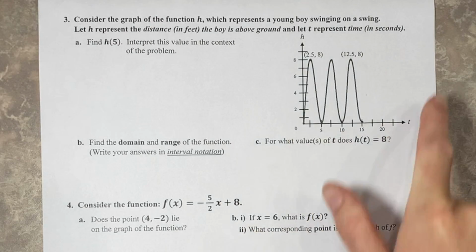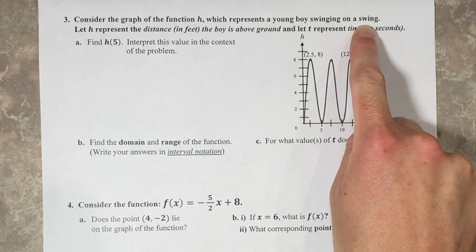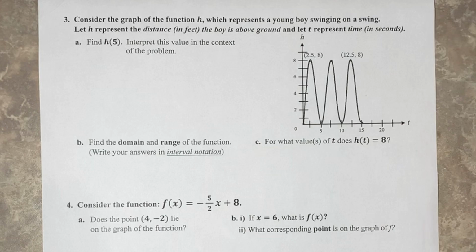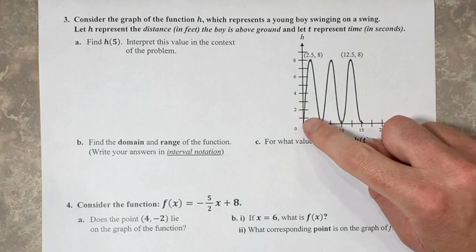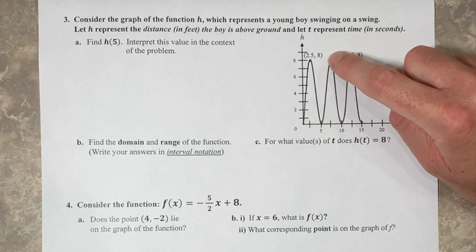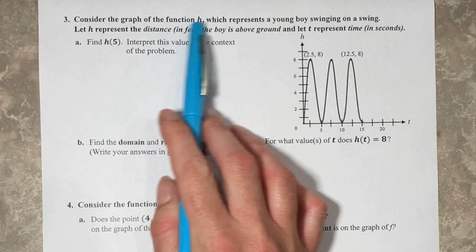Next, we're given a graph that represents a situation, and we're asked to find some information from the graph. We're told that this graph represents a young boy swinging on a swing. The x-axis represents the time, and the y-axis represents the height. So you can picture a boy swinging on a swing. He'll swing up and then down and then up and then down as time passes. This function is labeled function h.